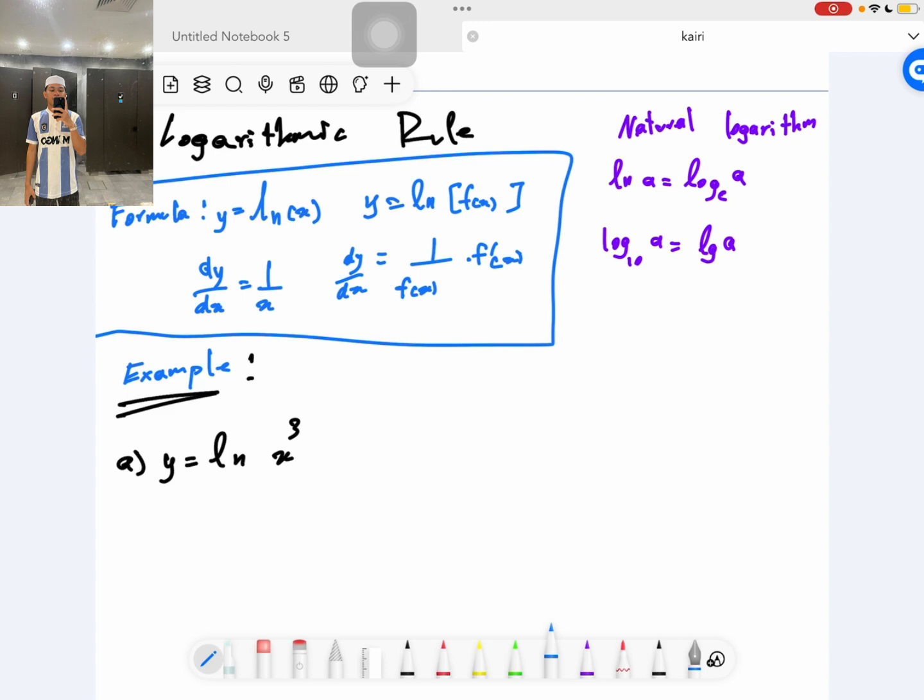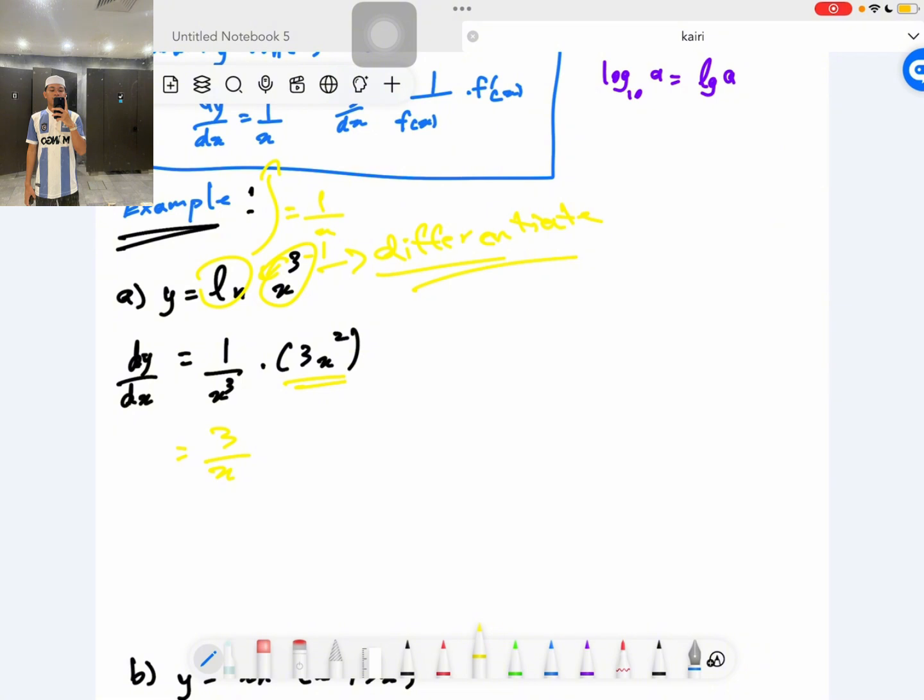Okay, the last one is logarithmic rule. The formula is y equals log x, so dy/dx is 1 over x. For the example, y equals log x to the power 3, so the log one will be 1 over x to the power 3, and then the x to the power 3 will be differentiated and we will multiply it with the front number, so we'll get 3 divided by x.